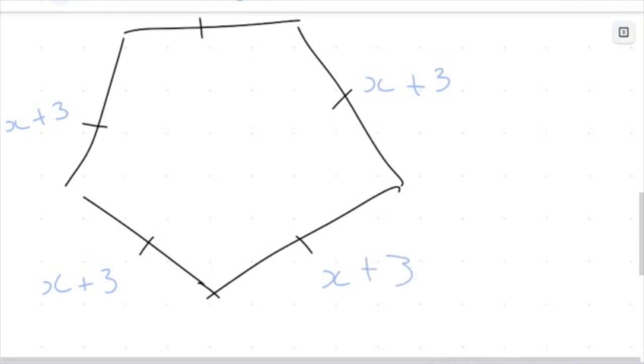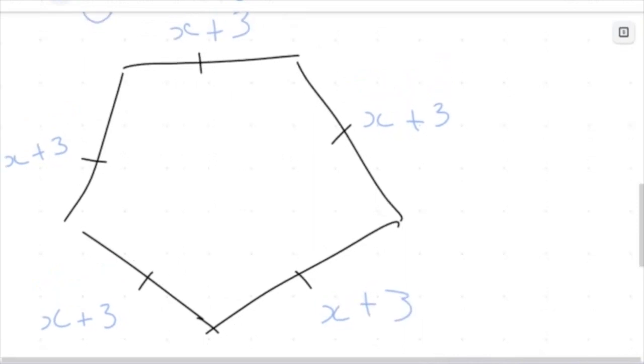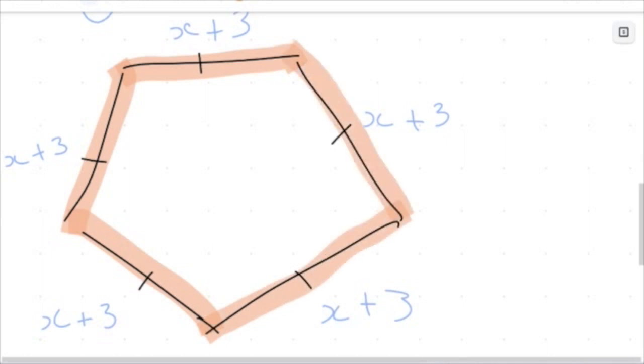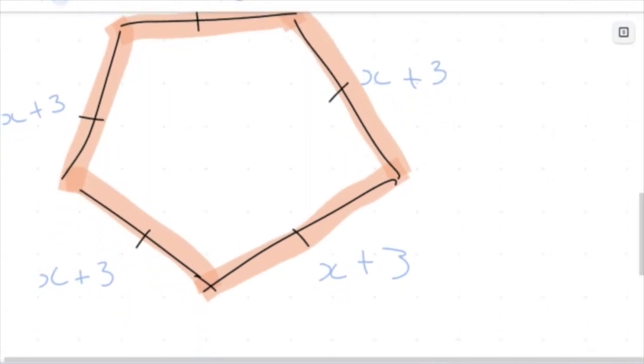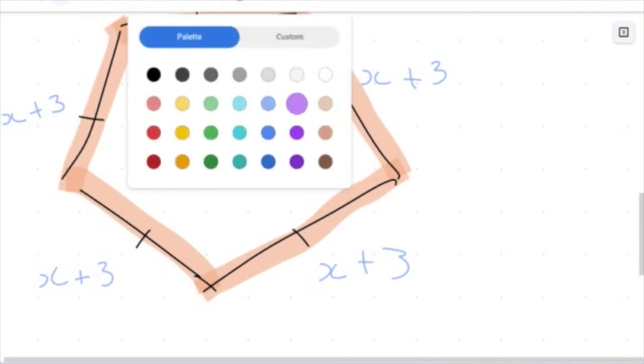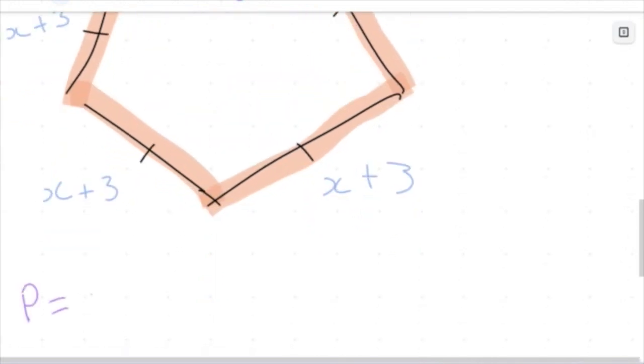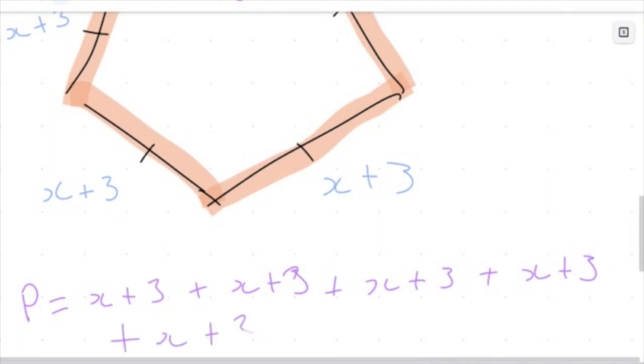X plus 3. Nice. So, once again, the perimeter is the length of the border. The length of each of the sides. So what I'm going to do is I'm going to add these all together. So I can write this as my perimeter equals, well, x plus 3 plus x plus 3 plus x plus 3 plus x plus 3 plus x plus 3.